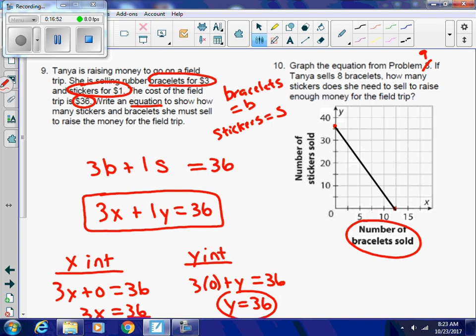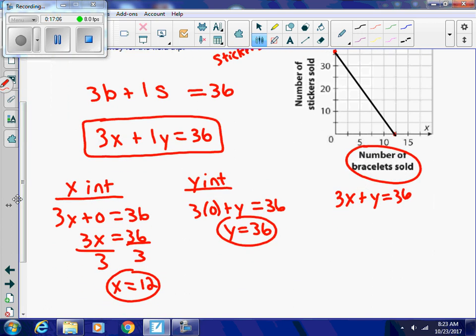So if she sells 8 bracelets, well, bracelets is our x. So we're going to write this down. We've got 3x plus y equals 36. If we plug in 8 for our x, what do we get for y? We can solve for y here. We get 24.